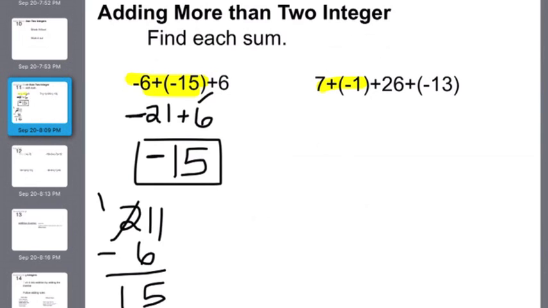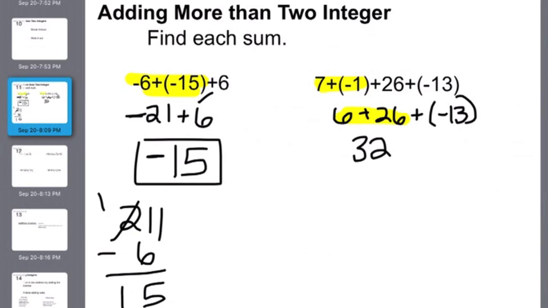So starting here, we're going to start with 7 plus negative 1. The absolute value of 7 is bigger than the absolute value of negative 1. So it's a positive. 7 minus 1 is 6. We're going to bring down everything else. Plus negative 13. 6 plus 26 is easy. We can solve that. We get 32.